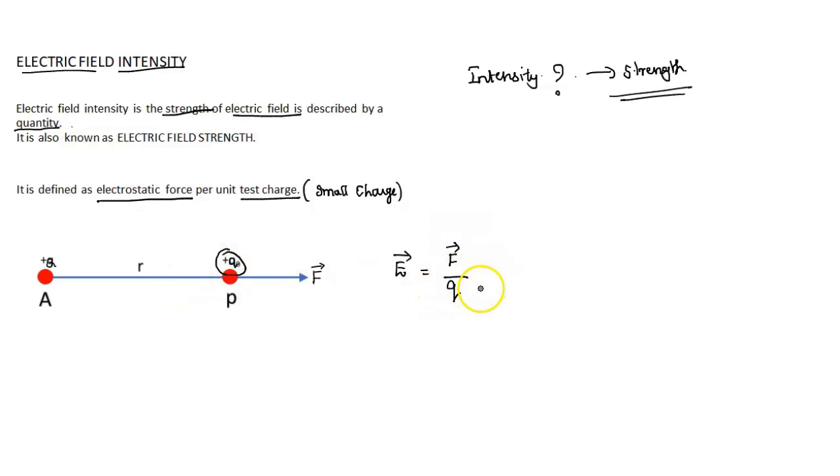Electric field intensity is a vector quantity. And what is the SI unit? The SI unit of electrostatic force is the Newton, and charge has the unit Coulomb. So electric field intensity has the unit Newton per Coulomb as its SI unit.